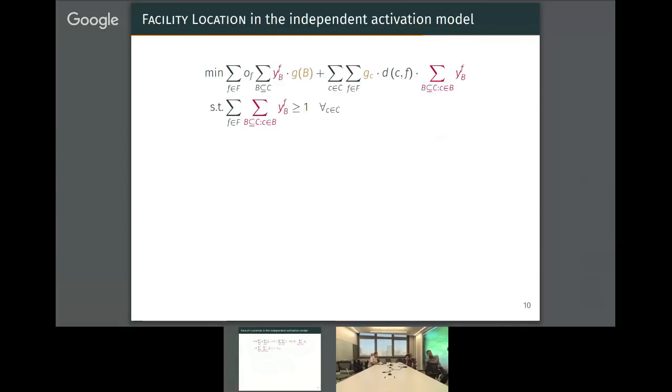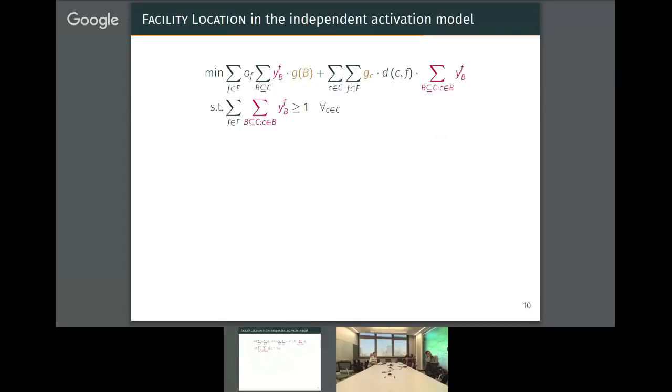So this is a very similar LP formulation to the previous one, but now there is this additional additive term on the right.